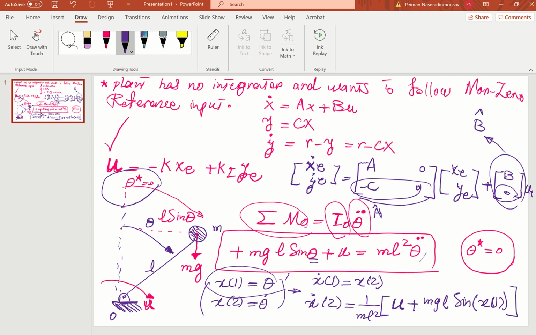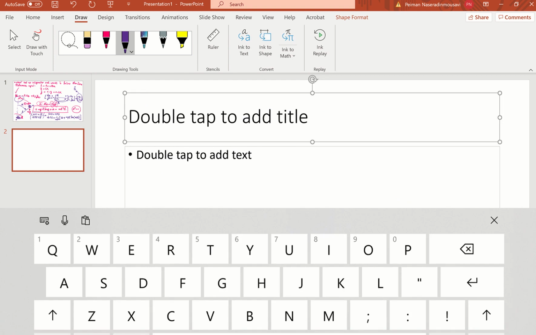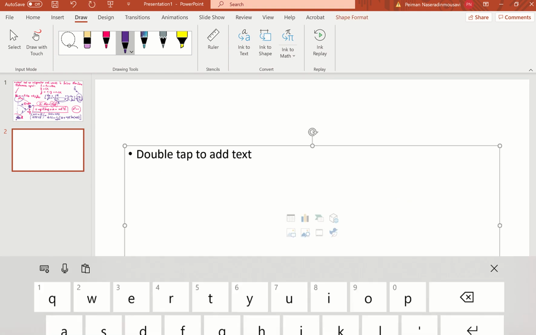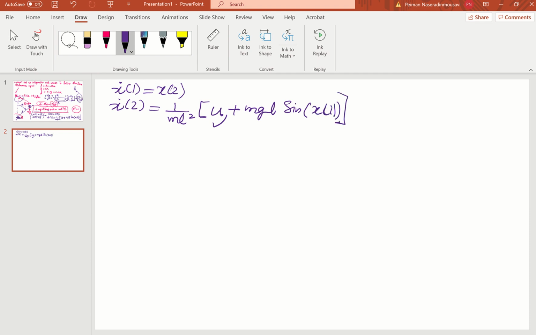So look at here, guys. The nonlinear state space equation is this, guys. x dot 1 is equal to x2, and x dot 2 is going to be 1 over mL squared, the controller that we're going to design to implement in Matlab, plus mgL sine of x1. Everything is based on state variables, right?